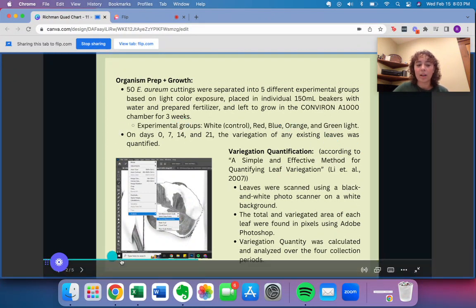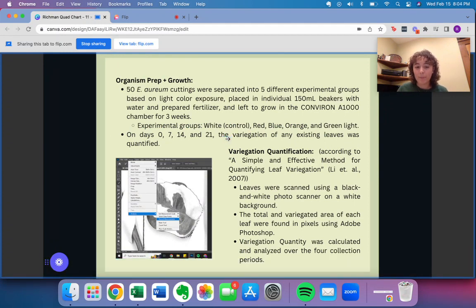So as you can see here, I took black and white scans of all of the leaves, and then I put them into Photoshop. And I outlined the leaf with the select tool, recorded its area in pixels, then did the same for the variegated regions. And then I created a percentage based on pixels that the leaf was variegated, and I recorded that for every single leaf for all 21 days.